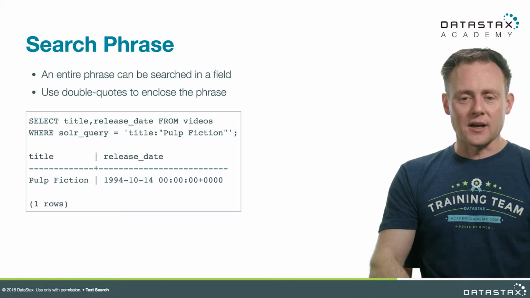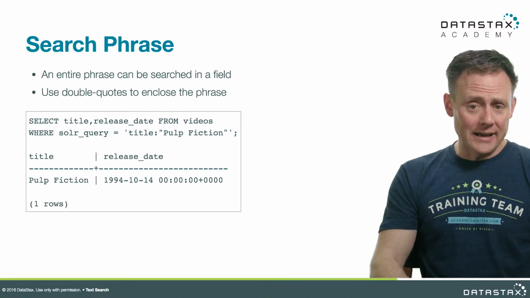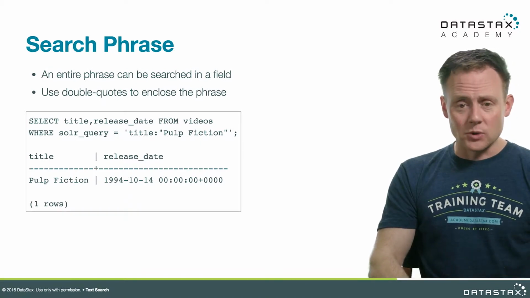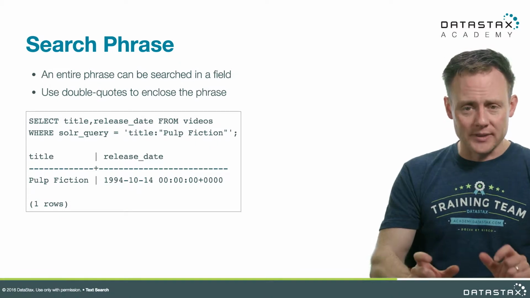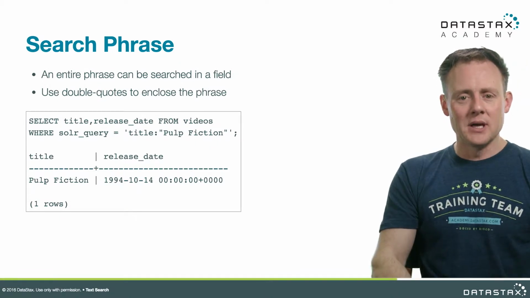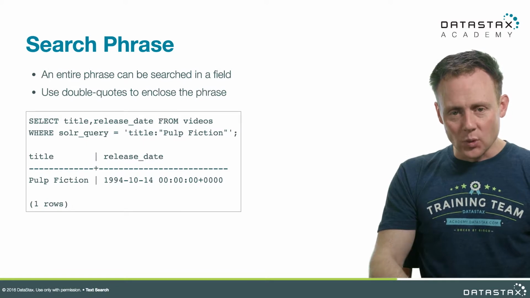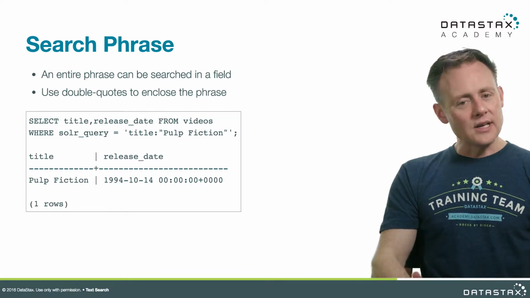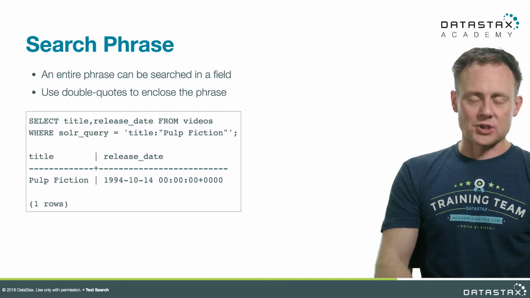A search phrase is, again, text between double quotes. So this is if we've got a few words whose order matters, such as pulp and fiction. We want pulp to be first and fiction to be second. We want them together. We don't want anything in between them. Then we enclose those in double quotes and we make that the title, and easily enough, we'll find the film Pulp Fiction out of that query.